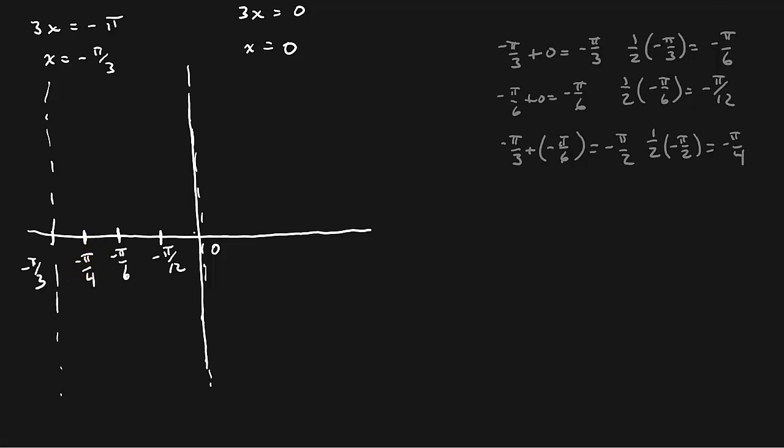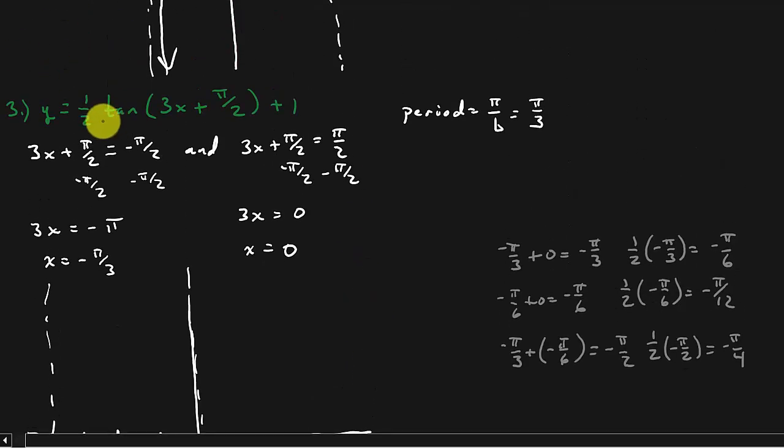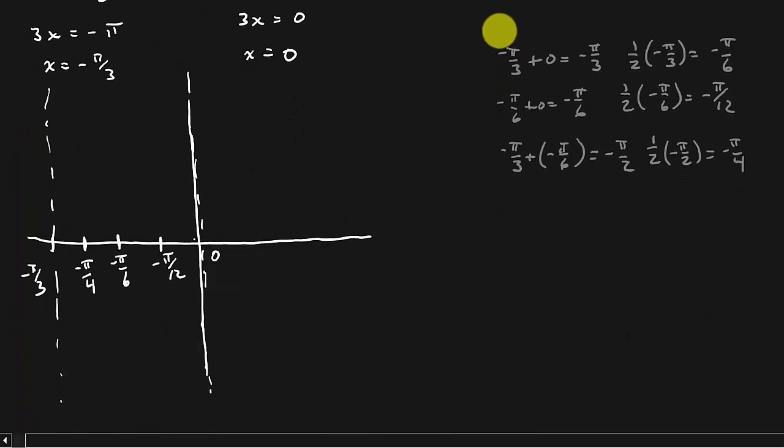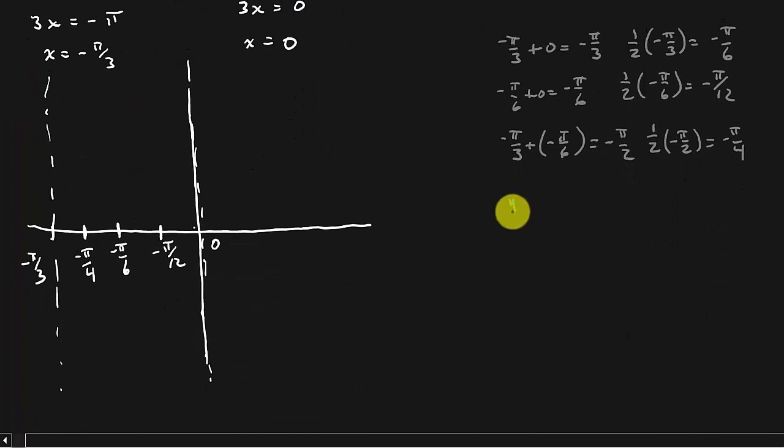All right, now let's take a look at this. Let me just write this problem down again so we can see it. I'm just going to take the original problem and write it down here so I can see it. So I've got y equals 1/2 tangent of 3x plus pi over 2, plus 1. All right.